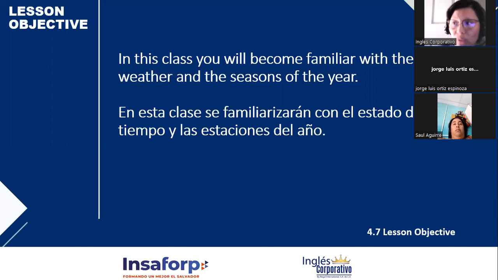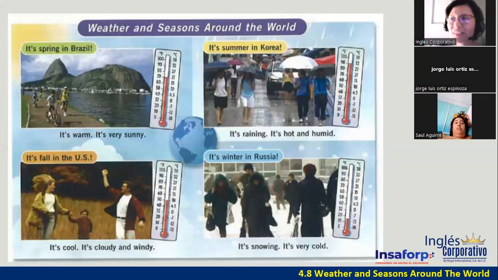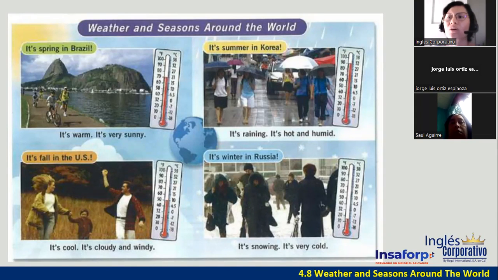So as you know, in English, we have 4 seasons, right? I mean, we don't have all of them in El Salvador, but we have 4 seasons. And those 4 seasons are spring, summer, fall, and winter, okay? So in spring, right? Well, actually, I think we have only summer and winter, but our winter is our rainy season, right? Nuestro invierno es nuestra época de lluvia, diría yo, right? That's our rainy season. So it's spring in Brazil, it says, right? It's summer in Korea. It's fall in the US, and it's winter in Russia.